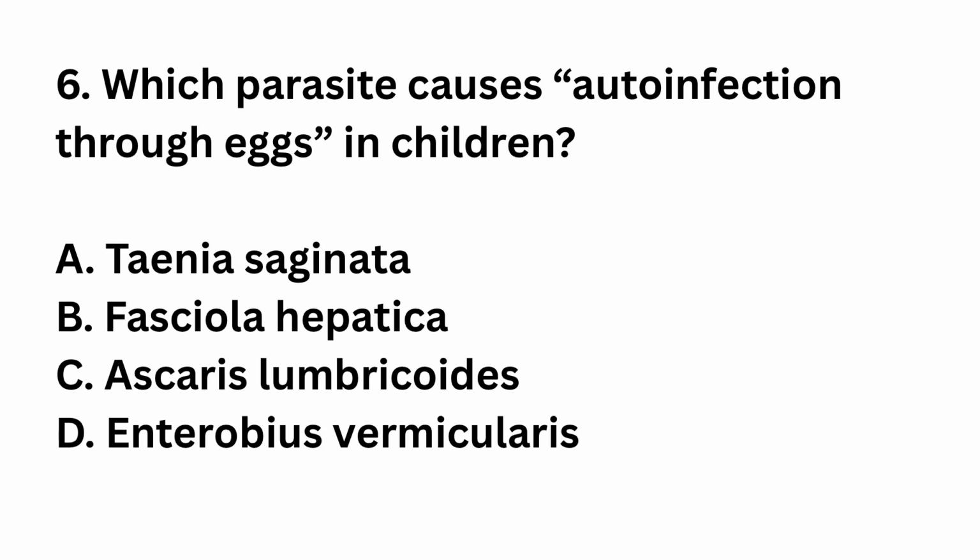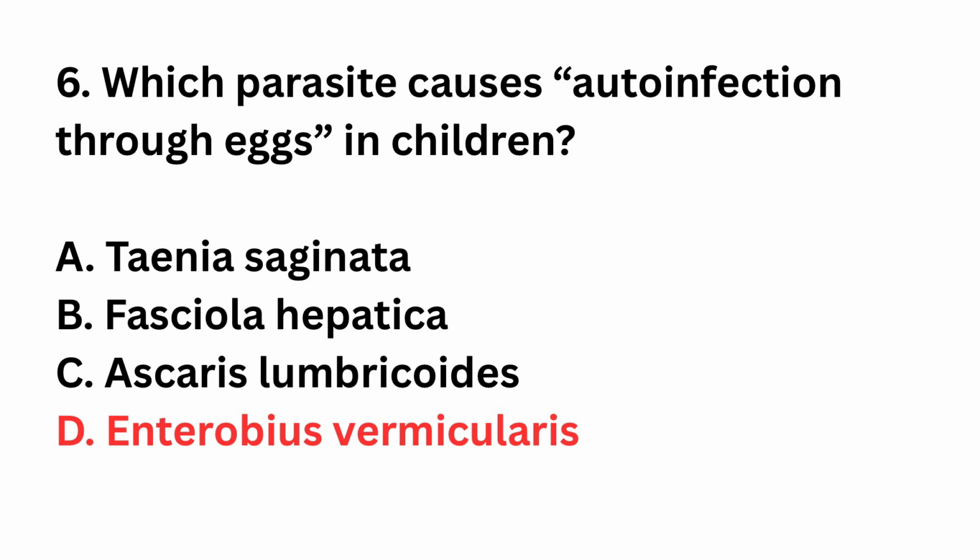Question number 6. Which parasite causes auto-infection through eggs in children? Taenia saginata, Fasciola hepatica, Ascaris lumbricoides, Enterobius vermicularis. The right answer is option D, Enterobius vermicularis. Pinworm eggs cause rapid reinfection. This can lead to persistent perianal itching.